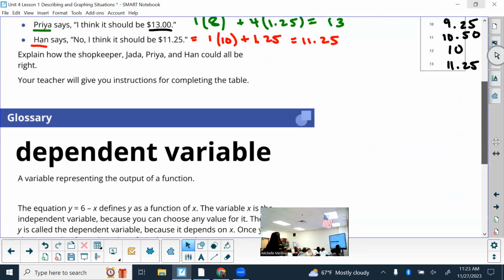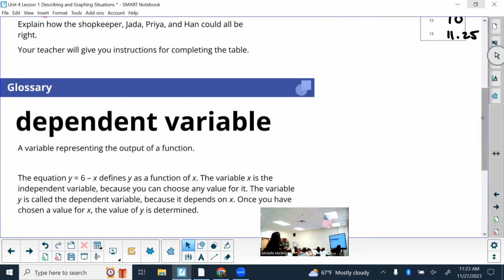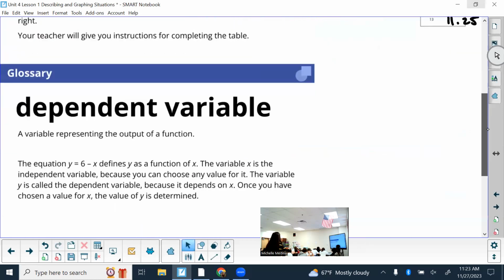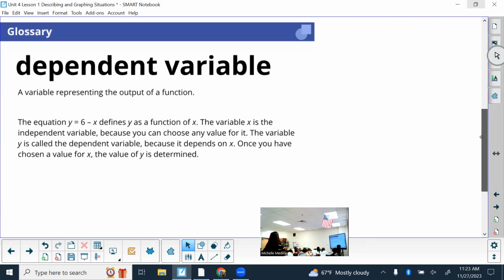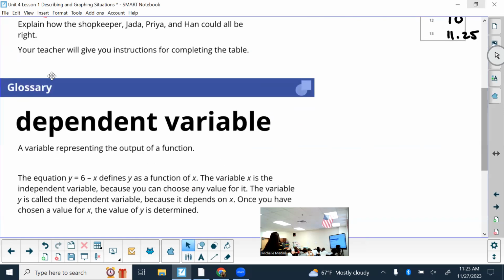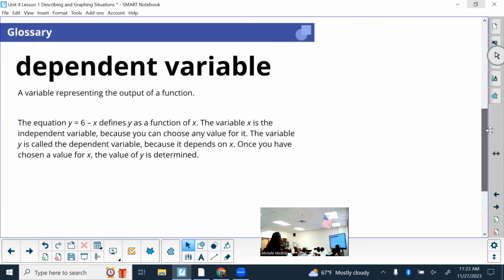Things like that. But specifically for today, we're on unit 4 now, which is called functions. We're going to look at some of these vocab words that are printed on your paper. So it's printed for you. You might just want to star or highlight certain things that I tell you. But first, let's start with dependent variable.